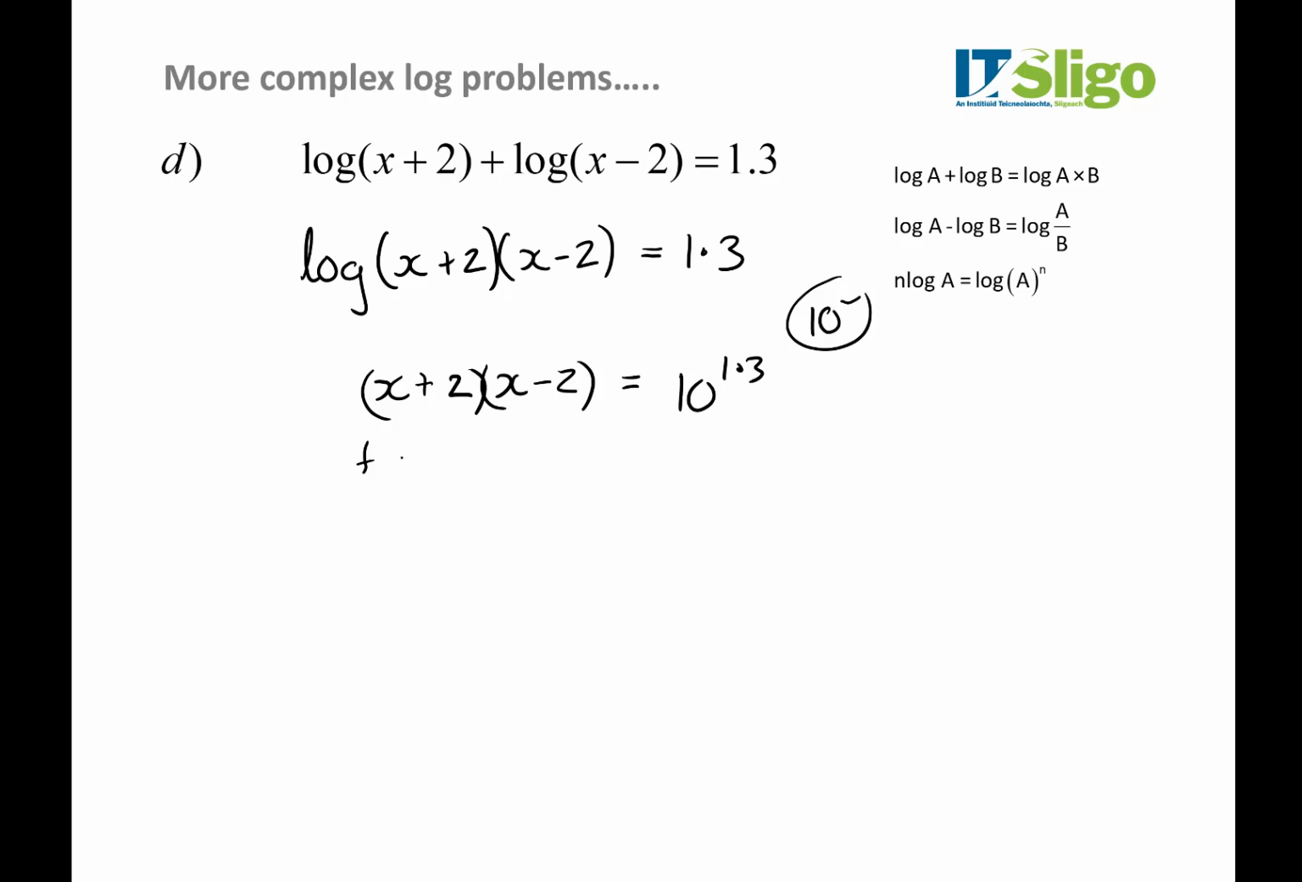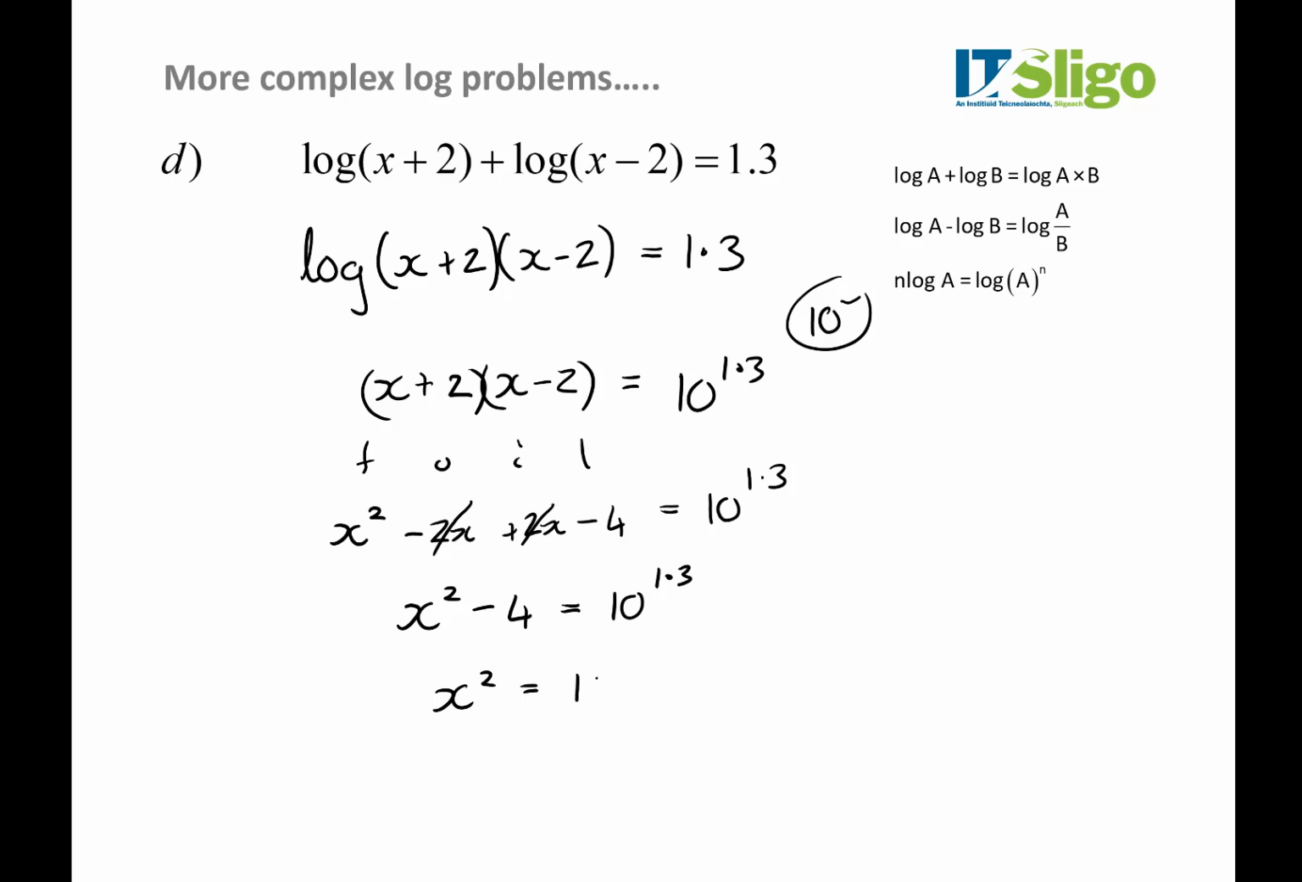So remember FOIL. F, first terms, x by x, so x squared. The outer terms, O, x by minus 2, minus 2x. The inner terms, plus 2x. And the last terms is minus 4. So now, these will cancel each other out, which gives me my difference of two squares. X squared minus 4 is 10 to the power of 1.3. I can move the 4 over, add 4 to both sides.